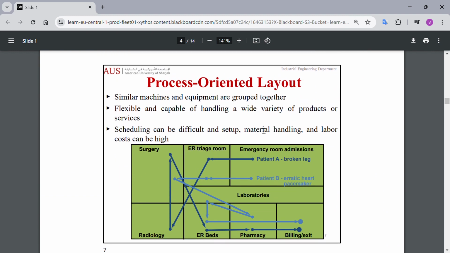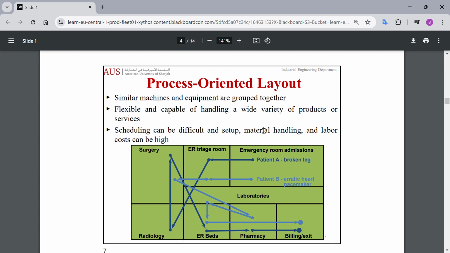This is based on the process, and basically similar machines and equipment are grouped together. In the process oriented layout, the machines are grouped together, and they are flexible and capable of handling a wide variety of products or services. Also scheduling can be difficult, and material handling and labor cost can be high. It can also be difficult to set up.